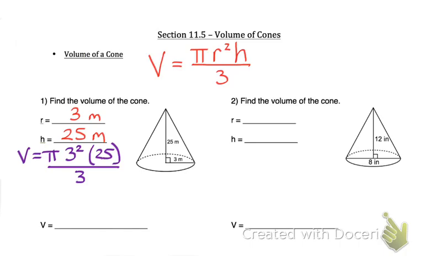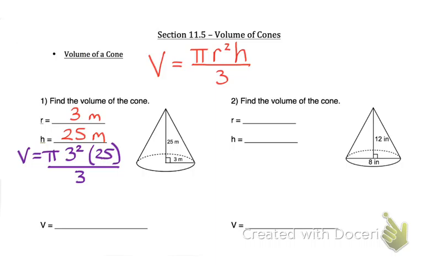So now we can write the answer 2 different ways. Remember, we can write it in terms of pi, so when we don't put the pi in the calculator, but we write it in our answer, or we can multiply pi in our calculator. Now, when you put this in your calculator, we want to multiply everything on the top, hit enter, then divide by 3. So in my calculator, I'm going to do 3 squared times 25, hit enter, then divide by 3.